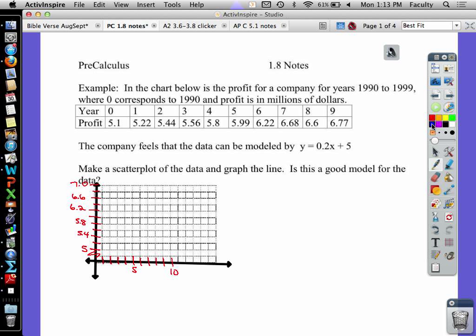Then what I want to do is plot the data. At 0, it's 5.1. At 1, it's 5.22. At 2, it's 5.44. So go ahead and plot those on your scatter plot.